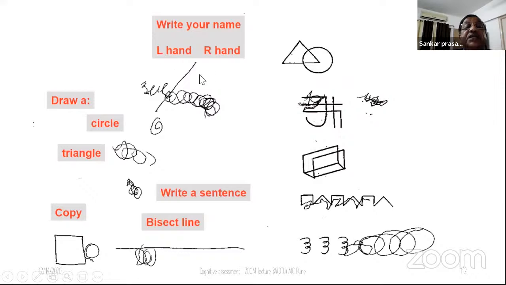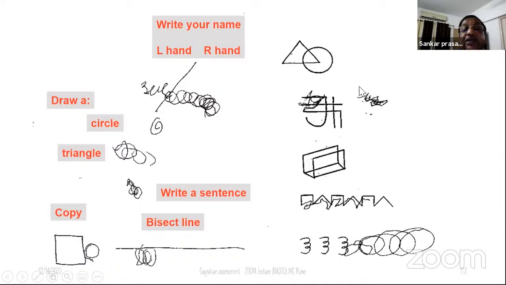And you can see he is not able to write his name with left hand or right hand. You can see Bill is his name, and one hand he can write, but the other hand he cannot. Draw a circle. This is a circle. Draw a triangle. Write a sentence. Bisect a line.